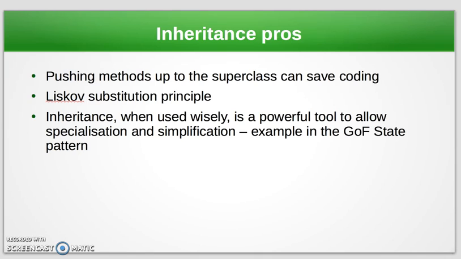So inheritance, when it's used wisely, is a very powerful way of allowing you to manage your software. It gives you the ability to specialize particular classes, and the example I've quoted here is the Gang of Four state pattern, where instead of having a load of switch statements built into your classes, you just have an individual class for each of the states, and they're interchangeable because they all inherit from the same superclass. Okay.